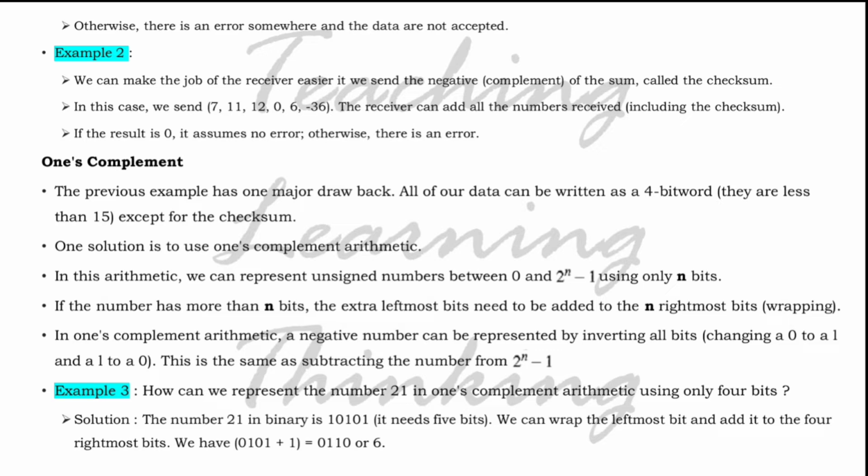So the solution: the number 21 in binary is 1 0 1 0 1, so it needs 5 bits. We can wrap the leftmost bit and add it to the 4 rightmost bits. So we have 0 1 0 1 plus 1, and we get 0 1 1 0, or 6. So we can wrap it like this. So 21 can be represented in 4 bits as 0 1 1 0. So we are adding the leftmost bit to the rightmost 4 bits.